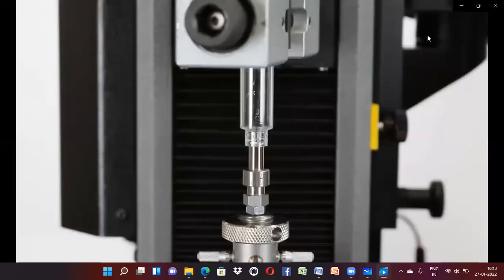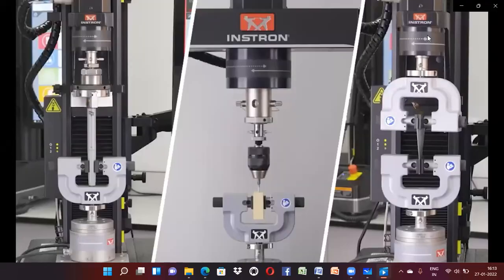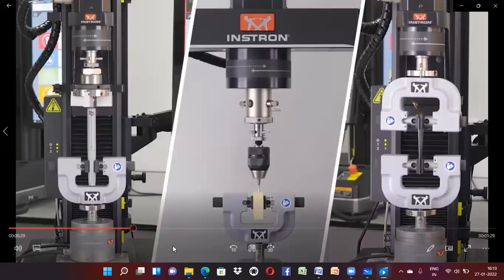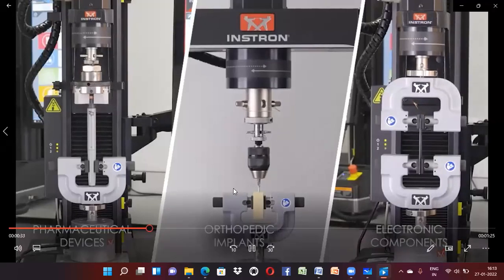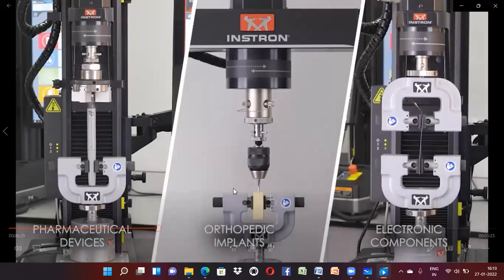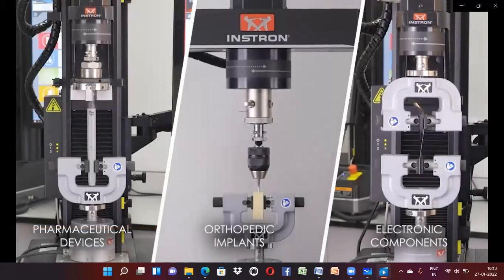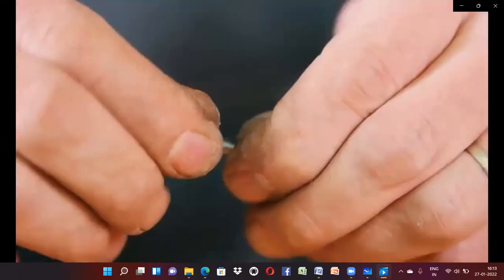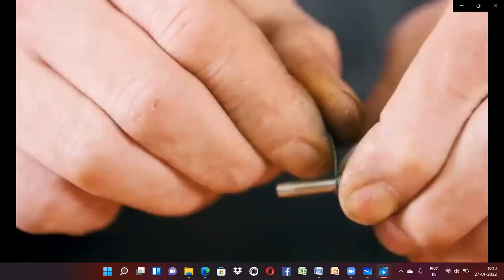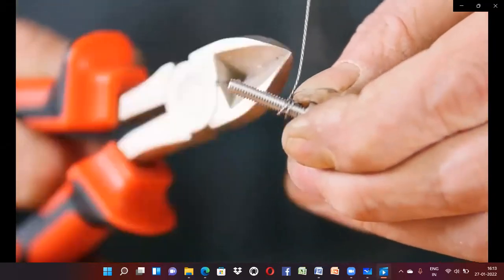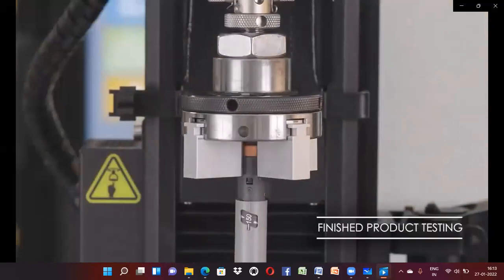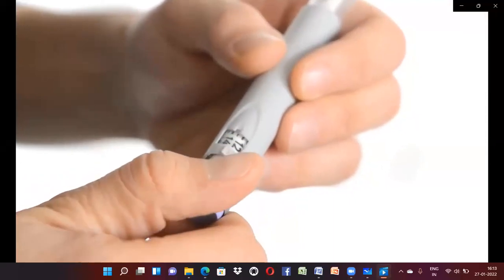Materials or objects when torque is applied. This testing allows companies to make sure that products such as pharmaceutical devices, orthopedic implants, and electronic components function as intended before they are shipped out to customers. Torsion testing can be performed on both raw materials and finished products. Raw material testing is done to confirm that manufacturers are using materials that meet the performance specifications for their intended application. Finished product testing ensures that finished products perform as expected.